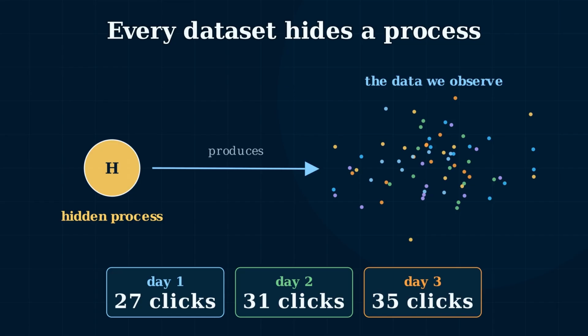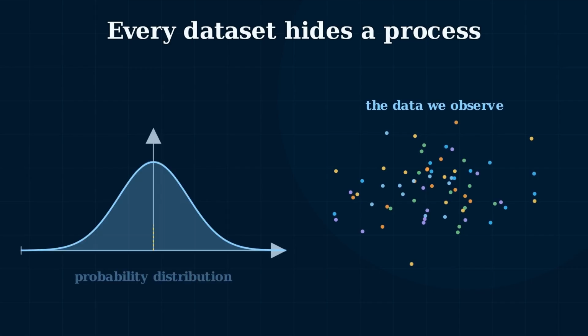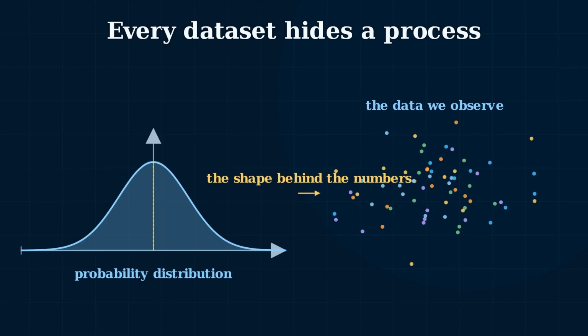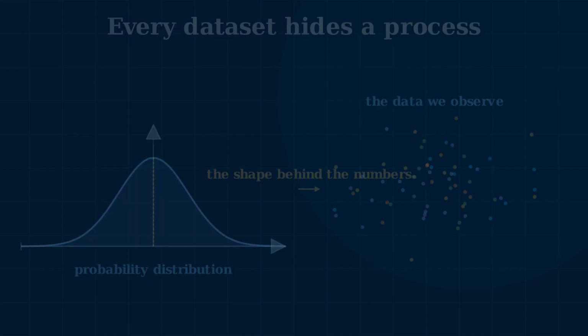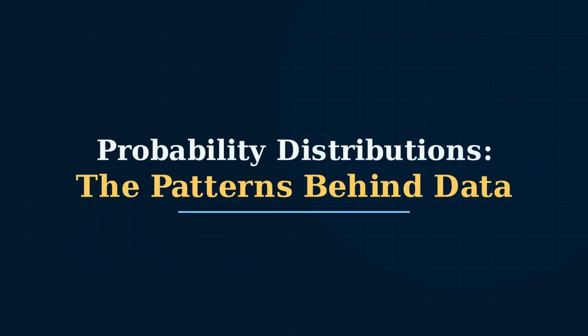A dataset is a shadow of that process. A probability distribution is the mathematical shape casting the shadow. It assigns a probability to every possible outcome. Once we learn that shape, we can describe what is typical, quantify uncertainty, and recognize what is surprising.